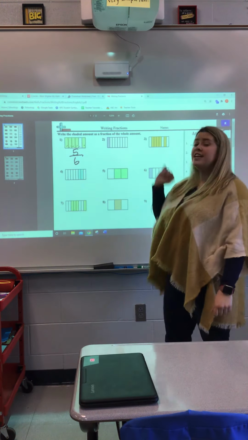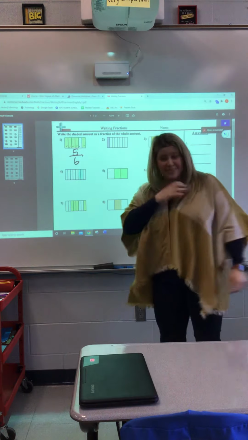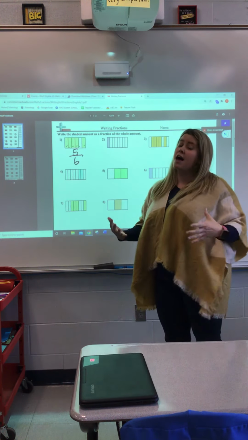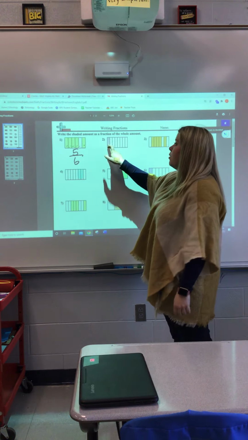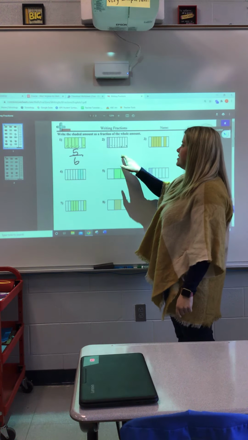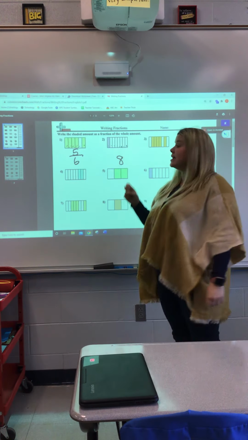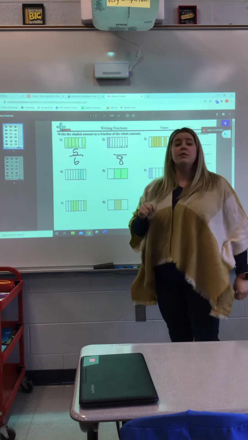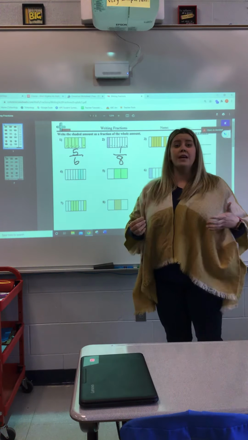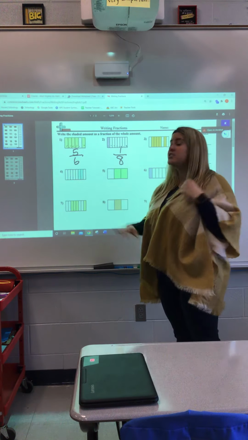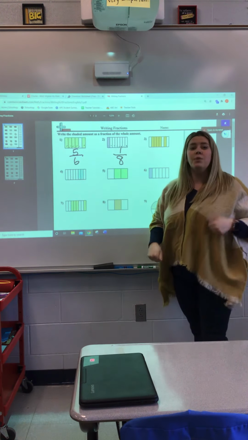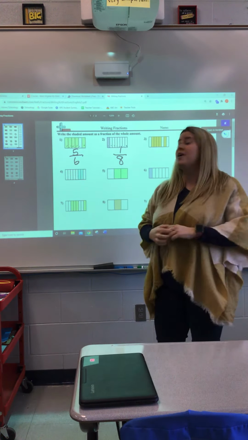All right, let's try number 2. First, let's determine our denominator. How many parts are there total? 1, 2, 3, 4, 5, 6, 7, 8. My denominator is going to be 8. How many parts of those 8 are shaded? Right, just one. So 1/8 is our shaded amount of that one. Let's try one more together, and then I'll have you do some on your own.